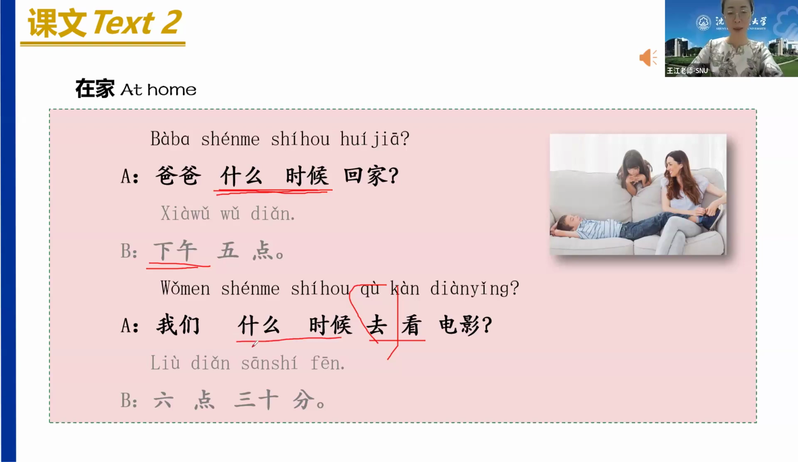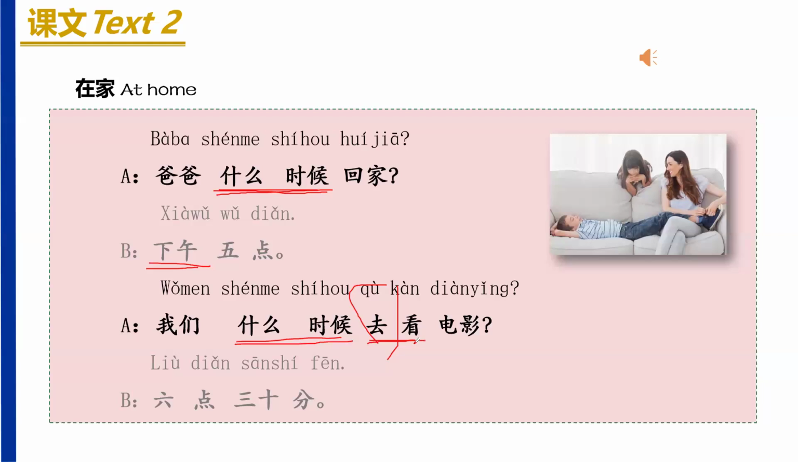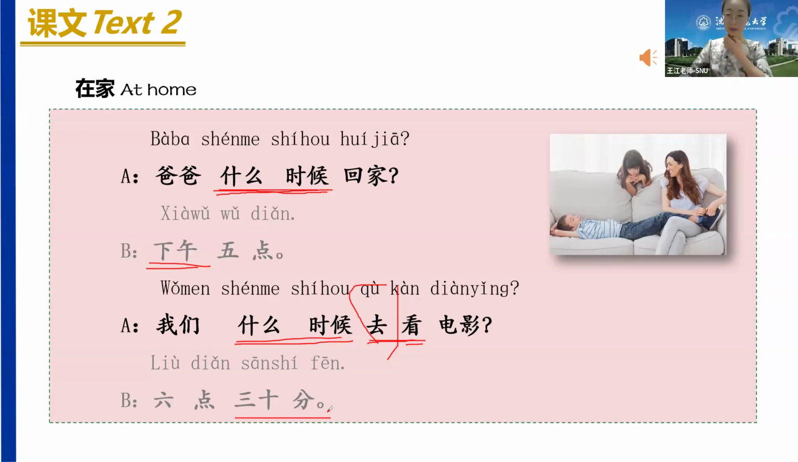什么时候 What time or when? When. 电影 means movie. yes. 看电影 watch the movie, 去看电影 go to watch the movie. When we go to watch movie? Yes. When shall we go to watch the movie? Okay. 6点30分。 What time? at 6 o'clock. 30分。6 o'clock, 30 minutes.